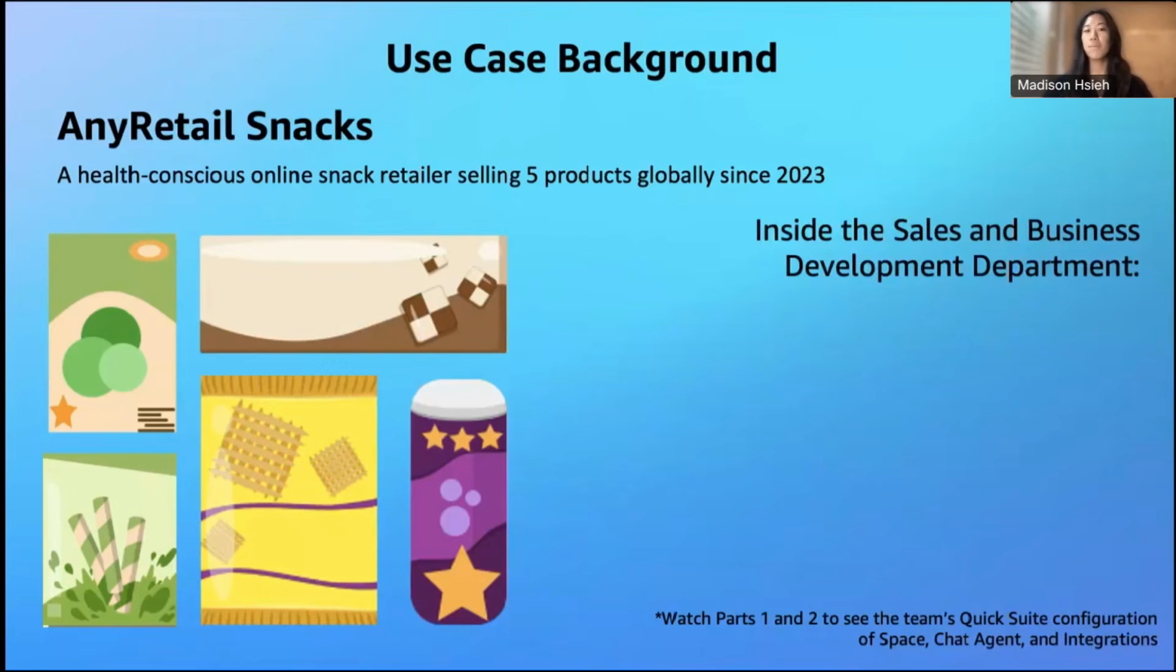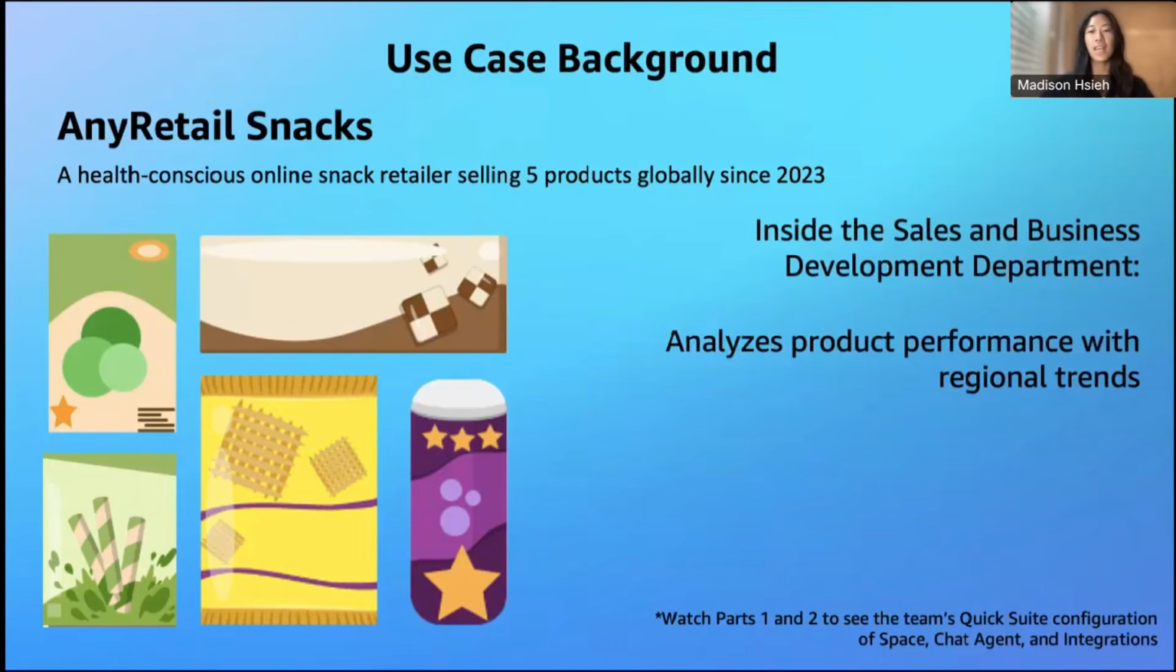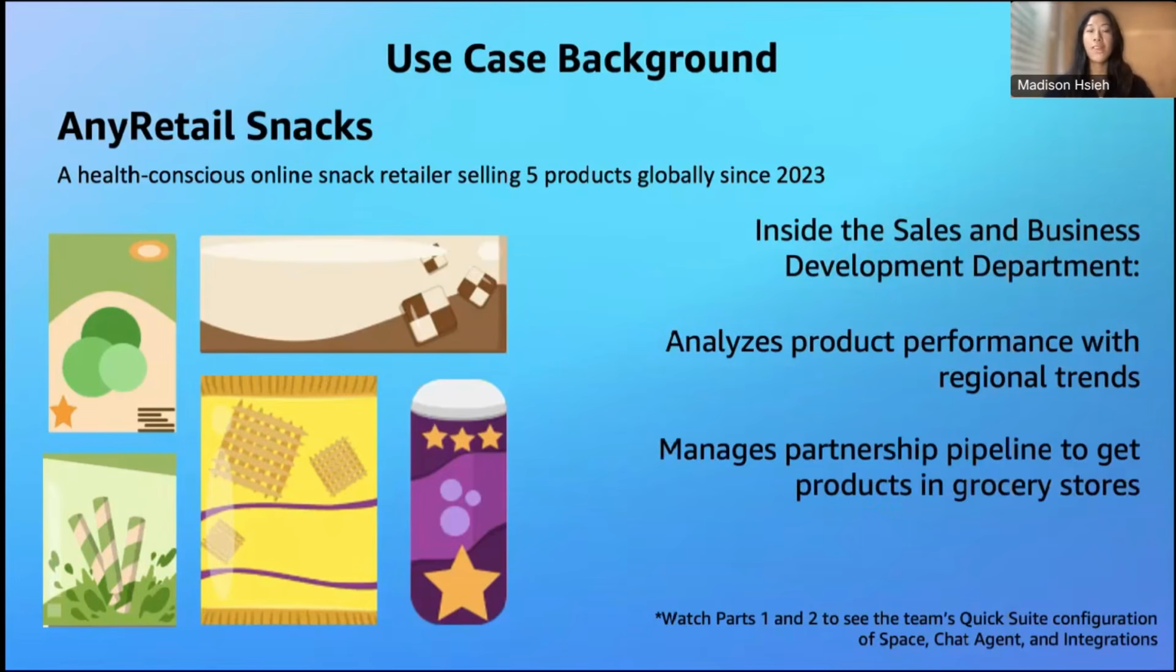Some of you might be familiar with those workflows and those day-to-day work streams. But what that looks like is this department will analyze products from their Quick Sight dashboard, and they look at their performance with the regional trends in that area to go ahead and make decision making with grocery store partners or help push products into that area based on the trends that they find. They also manage the partnerships with the grocery store pipeline so that they are able to get products into grocery stores and have special enablement programs to allow products to be sold more widely and test out different marketing schemes.